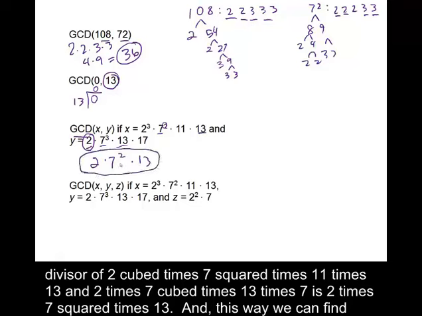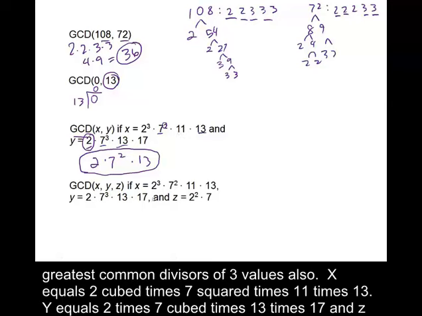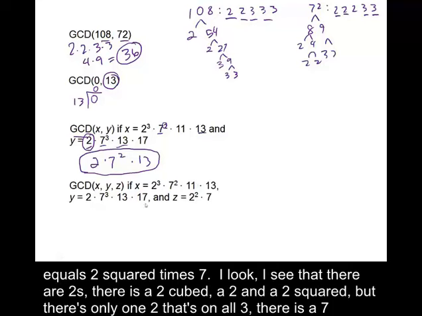And this way we can find greatest common divisors of 3 values also. X equals 2 cubed times 7 squared times 11 times 13. Y equals 2 times 7 cubed times 13 times 7. And Z equals 2 squared times 7.